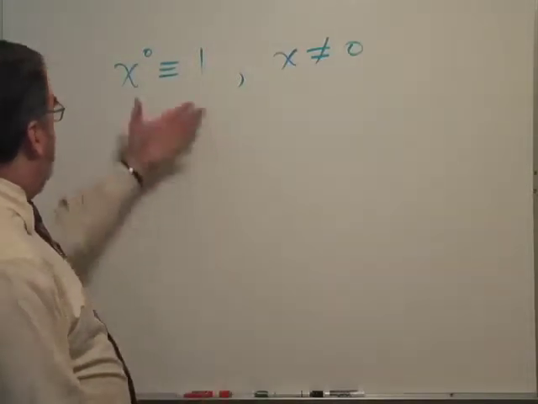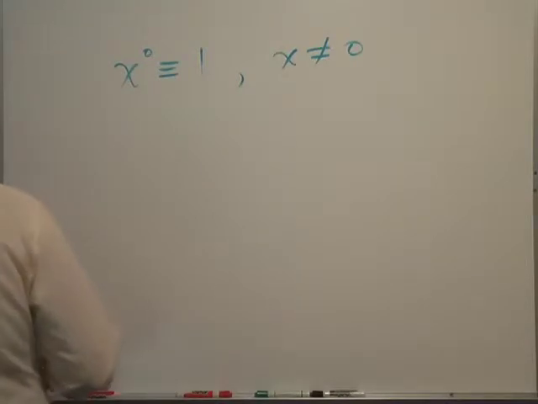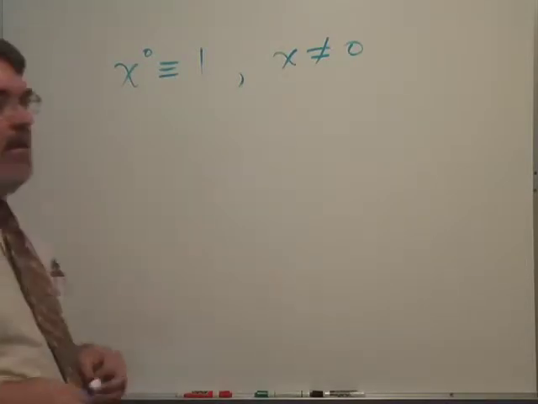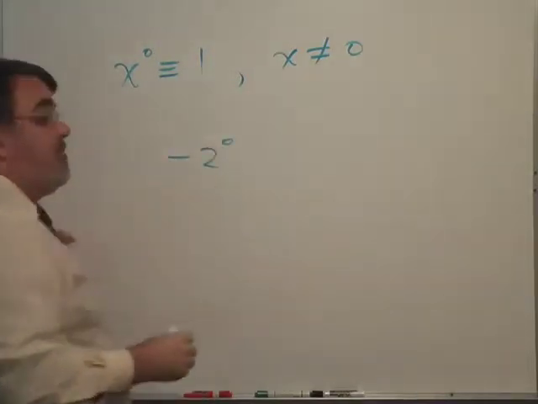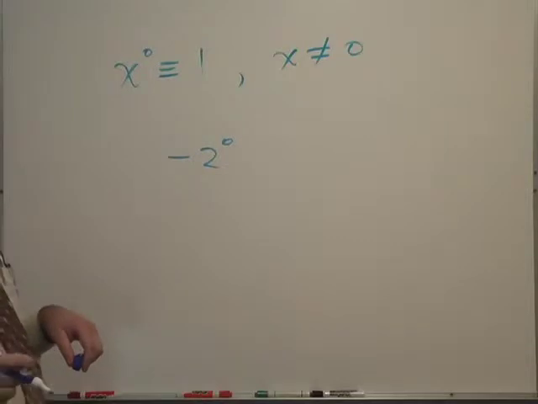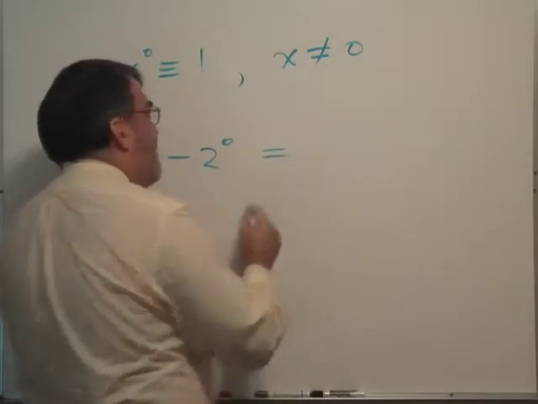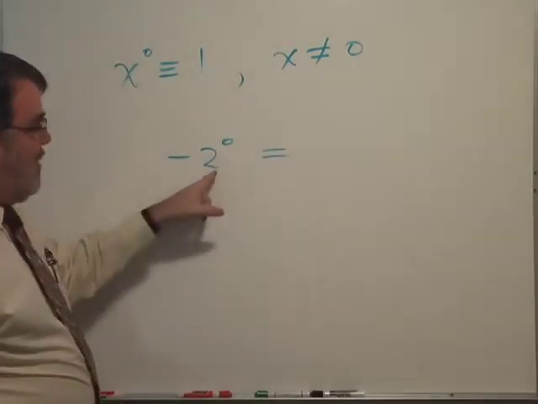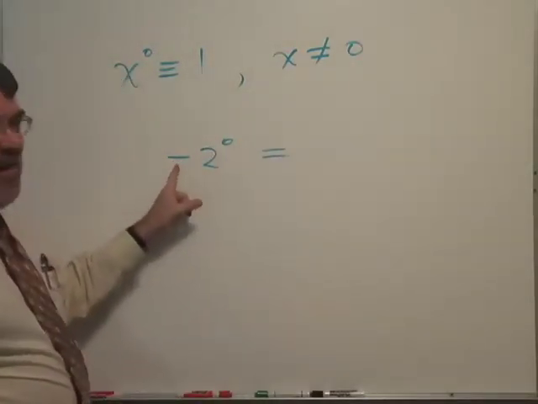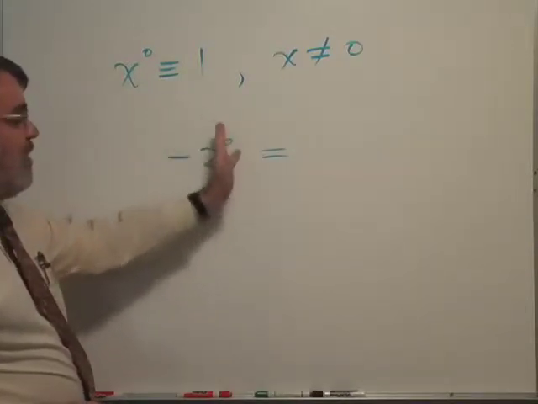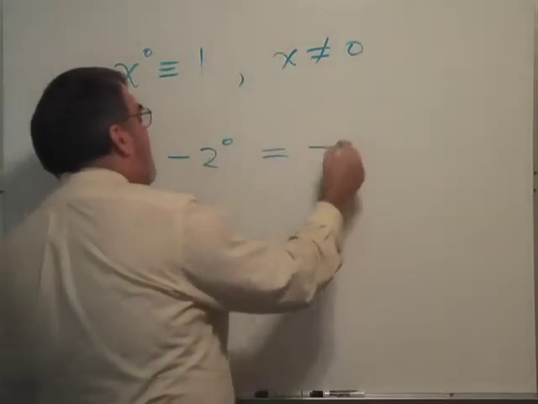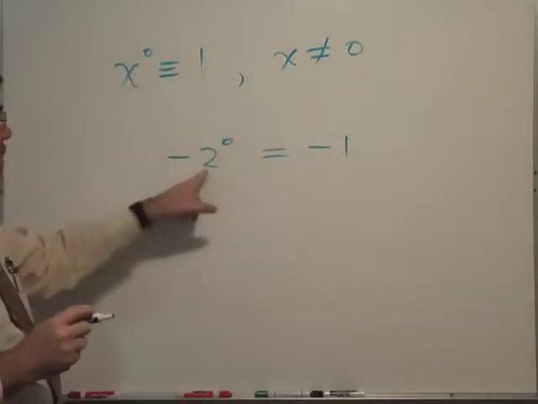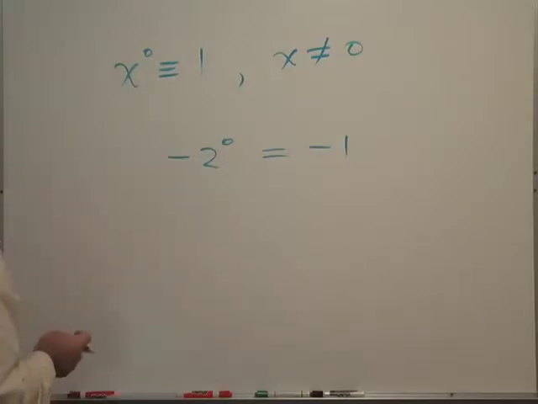So anyway, there's the rule. Now let's apply it a few times. What is minus 2 to the 0? It's not 1, because, as in the last video, the exponent only applies to the base. It doesn't apply to the negative sign unless the negative sign is grouped together with the base. So this would be the negative of 1. So 2 to the 0 is 1, but the negative sign makes it negative 1.